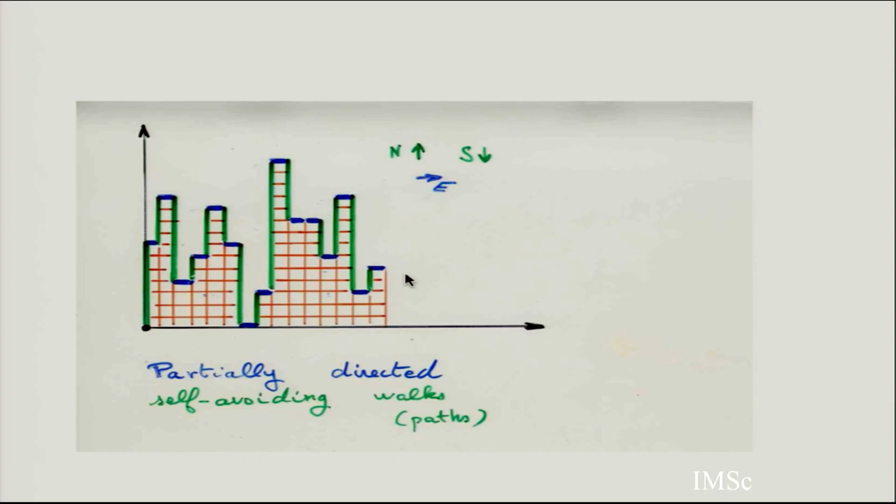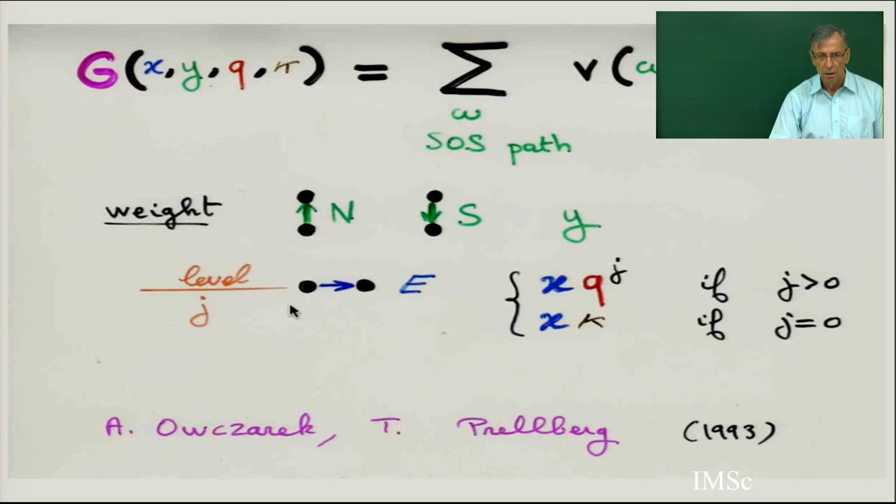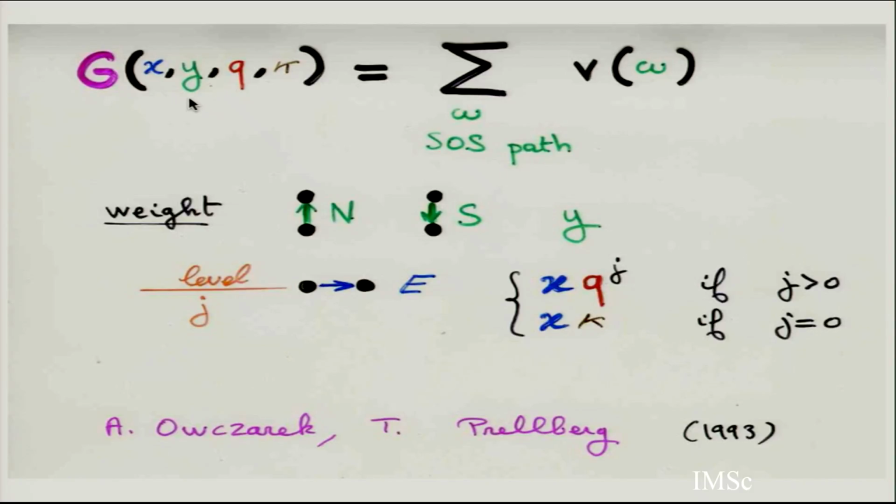So we have to count this. In physics, in a solid-on-solid model, you have some path in green. It's a partially directed self-avoiding path or walk. Partially directed means it can go north, east, or south. And you see, I am taking account of the area below the path. So the physicists want to have the generating function of such a path with 4 parameters. The parameter y is the same for counting the vertical steps. If you have a north step or a south step, this gives you the variable y.